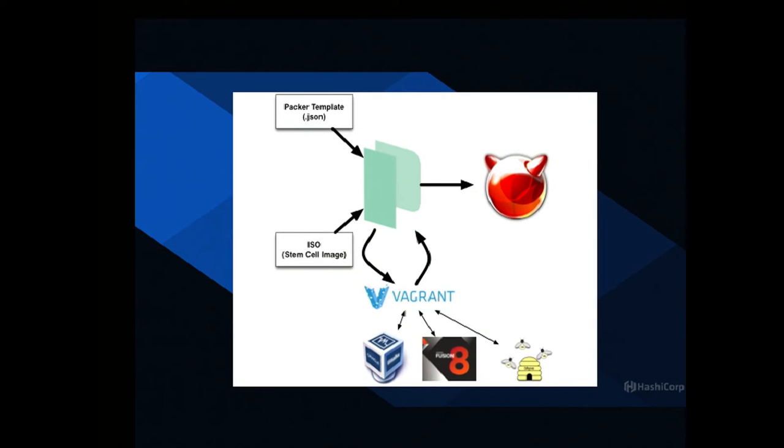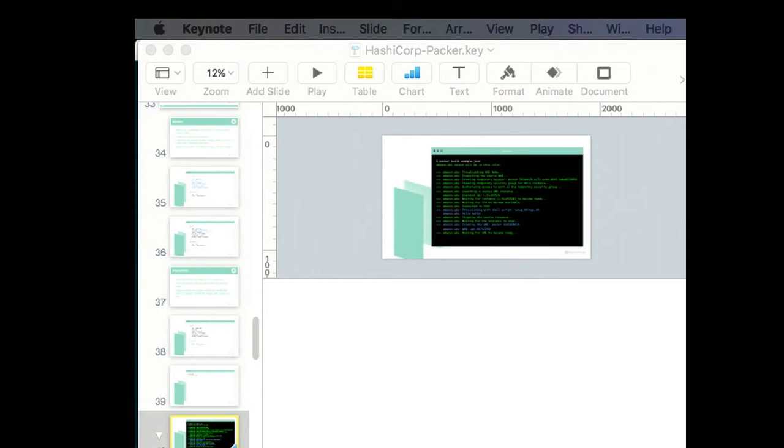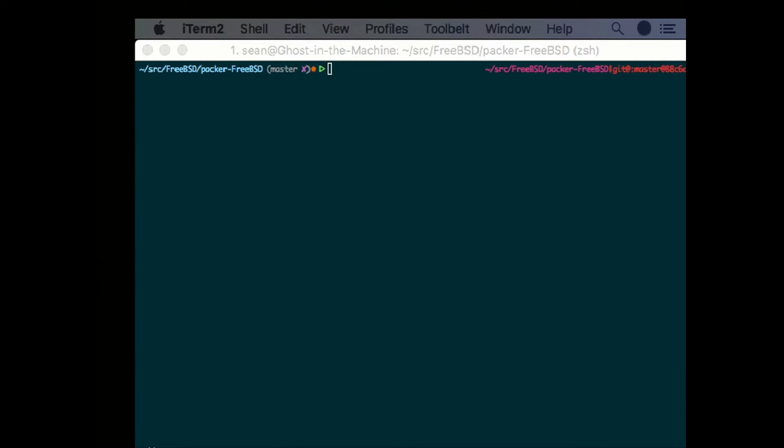So what we're going to do in this demo is take a Packer JSON file and run it through Packer, along with an ISO image. Packer will spit out a golden image, a FreeBSD image, that we can then customize using some background SSH. And please feel free to stop me along the way.